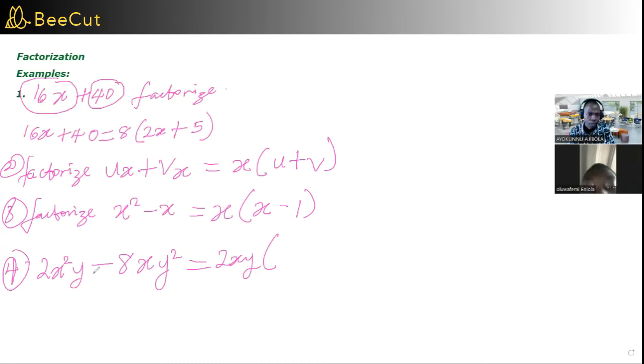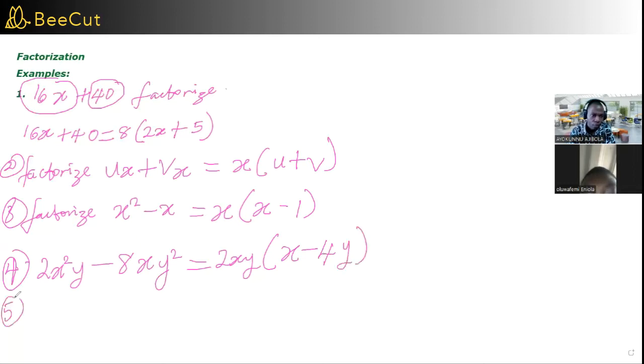So 2xy is there. Once I remove 2, I remove the x, I remove y, I remain only one x here. I have negative. So when I use 2 to divide 8, I have 4 here. So 4, then x already divides x, and y divides this, I have only y. So this is the answer to that.